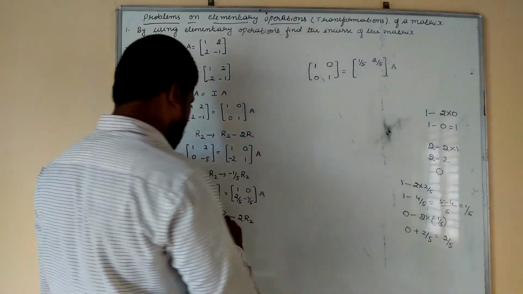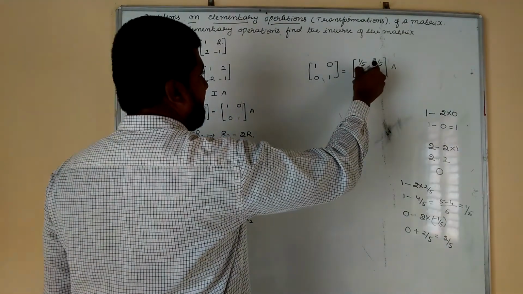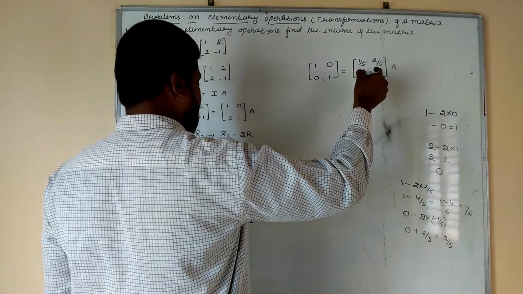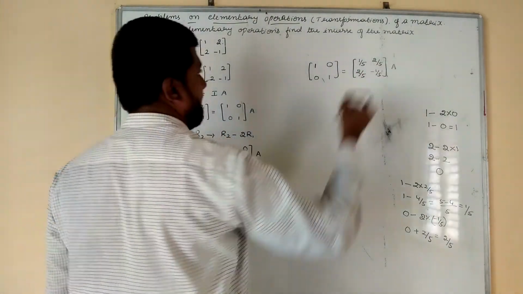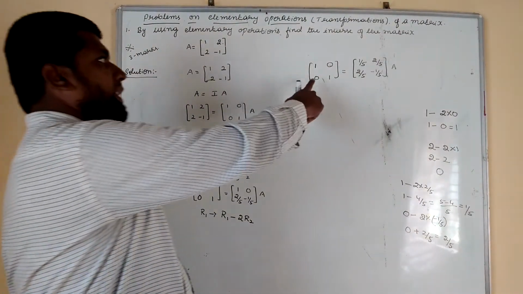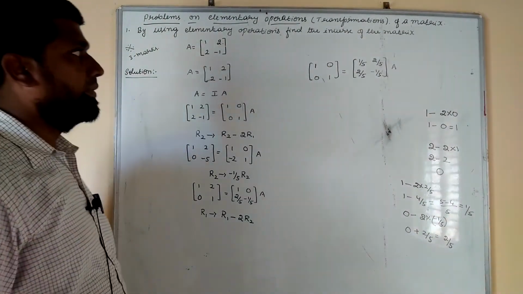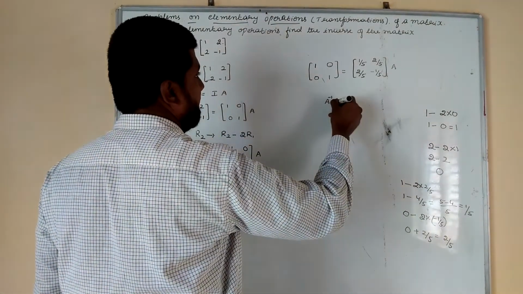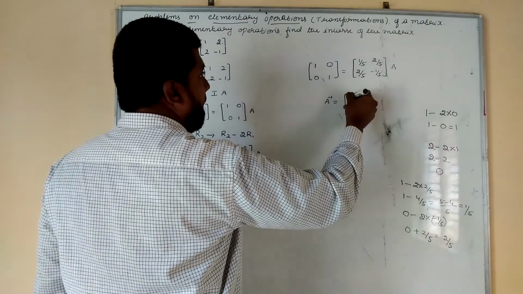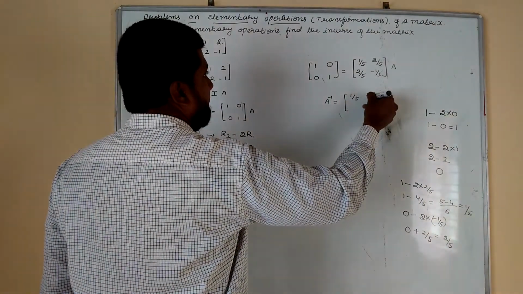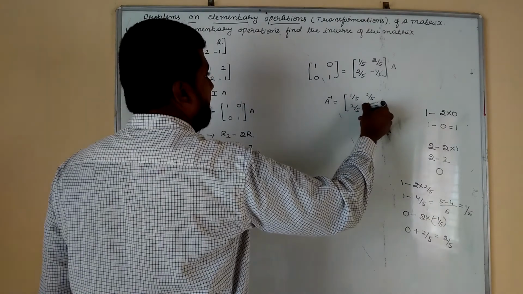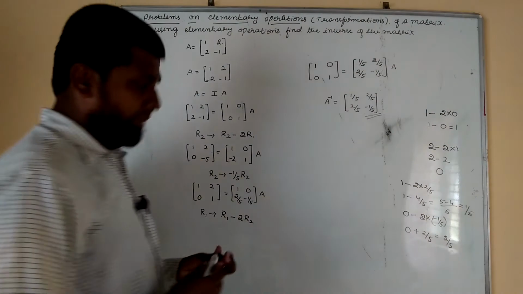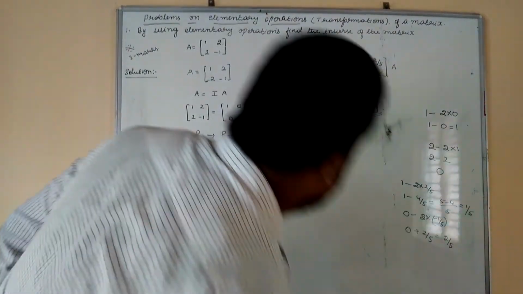The second row is the same, you should write it, it will not change. So we are changing only the first row. So the second row is 2 by 5, minus 1 by 5. So our intention is to make A an identity matrix. We have done the identity matrix. So shift the A here, which means it will become A inverse. A inverse is equal to 1 by 5, 2 by 5, then 2 by 5, then minus 1 by 5. So this is the answer. You have to verify, so let us verify this one.